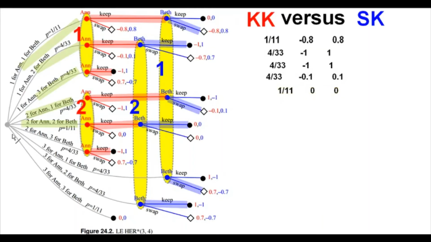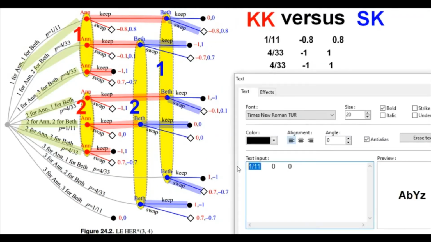Number 6. 4 over 33. Keeping again. Baz will not swap because she has a 3. So 4 over 33, negative 1, 1. 4 over 33, negative 1, 1.